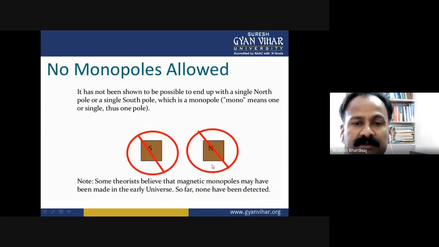No monopoles allowed. It has not been shown to be possible to end up with a single north pole or single south pole, which is a monopole. Mono means one or single, thus one pole. Note, some theorists believe that magnetic monopoles may have been made in the early universe. So far, none have been detected.